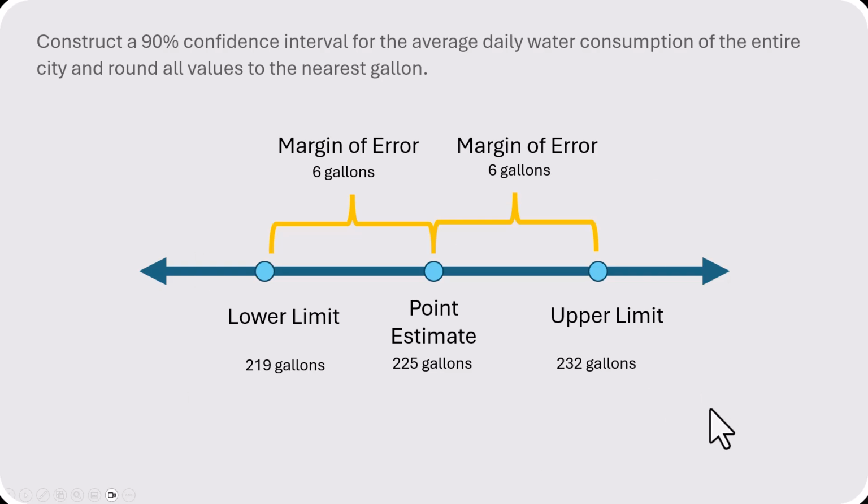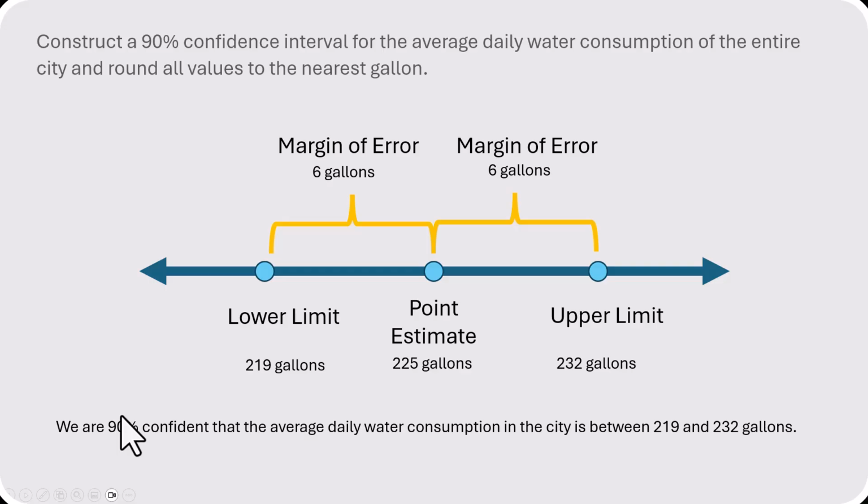So let's go ahead and summarize our findings. So we will say that we are 90% confident that the average daily water consumption in the city is between 219 and 232 gallons. So remember that I just literally pulled the verbiage straight from the question, which says average daily water consumption of the entire city. I didn't have to think at all. I just plopped it right in my answer, and then again pulled in the lower and upper limit.